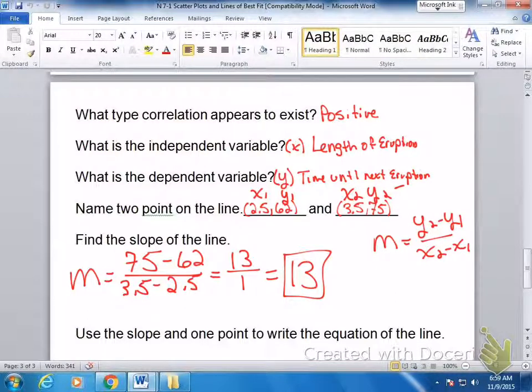Dependent variables are the y variables. If we look at my table again, my y's are the time until the next eruption. The next question, and remember guys, independent's always x, dependent's always y. Keep that in your mind.